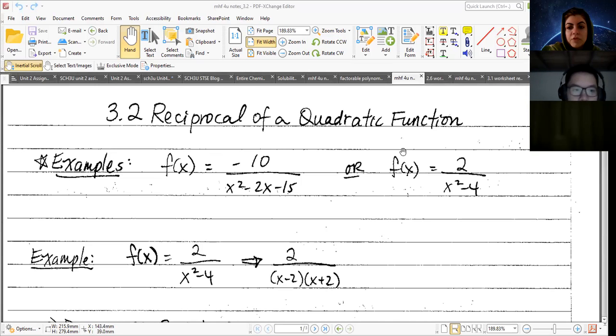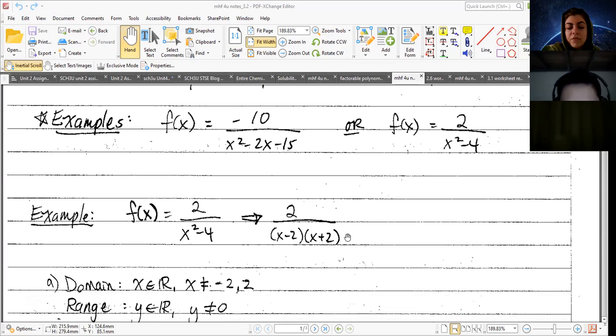3.2 Reciprocal of quadratic function. What is the quadratic function? x power 2. If f of x is x power 2 minus 2x minus 15, this is quadratic, as you know. The highest power is 2. The reciprocal of that is 1 over x power 2 minus 2x minus 15.